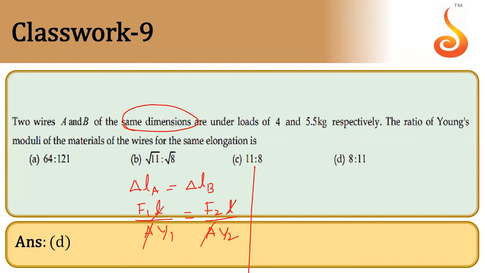So now they are asking the ratio of Young's moduli. Y1 by Y2 equal to F1 by F2, that is M1 g divided by M2 g. g gets cancelled. M1 by M2, 4 by 5.5. But in a ratio, it's not good to keep decimals. If you remove the decimals, you'll get 8 by 11.